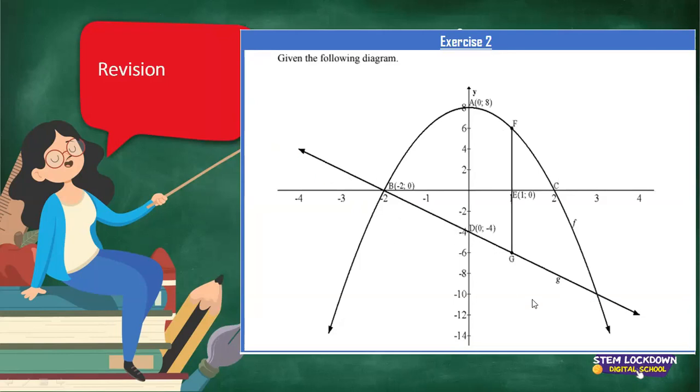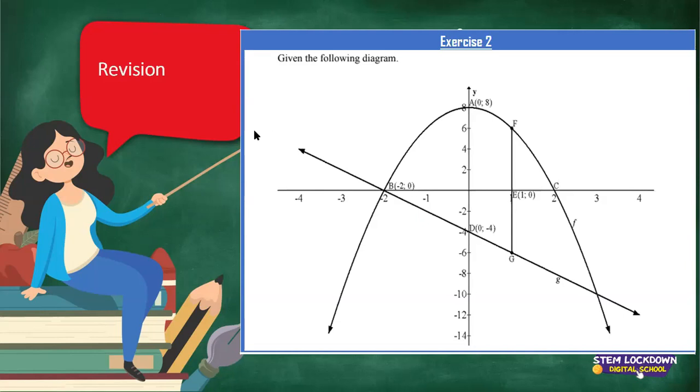Again, to find the equation of G, a straight line, all straight lines have an equation called the equation of the straight line, which is y equals mx plus c. M is the gradient, c is the y-intercept.